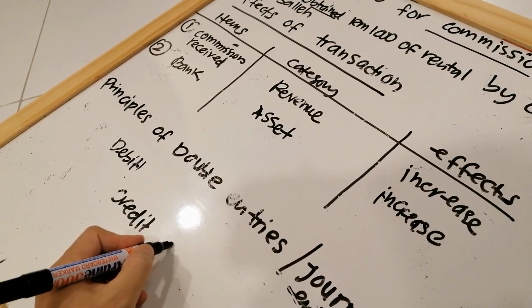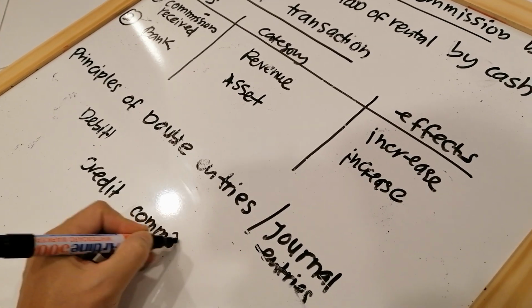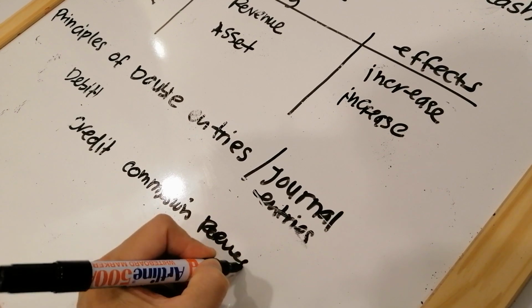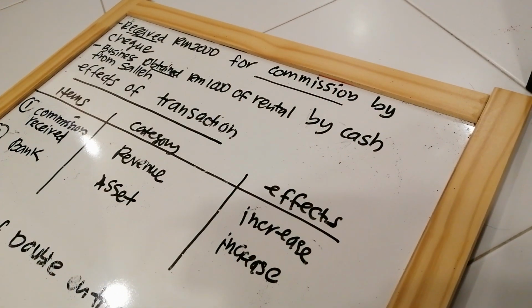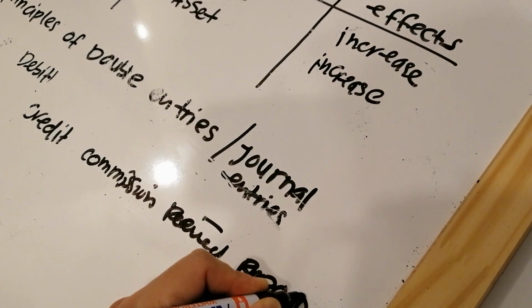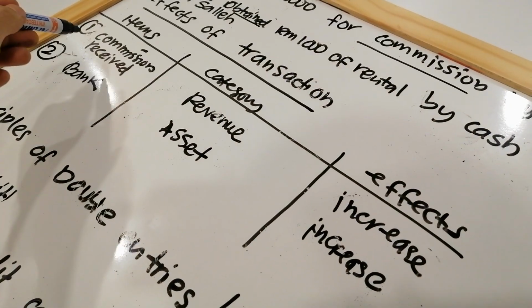So you put here commission receive. So how much is the figure? 2,000 ringgit. Okay, so we are done for the first.